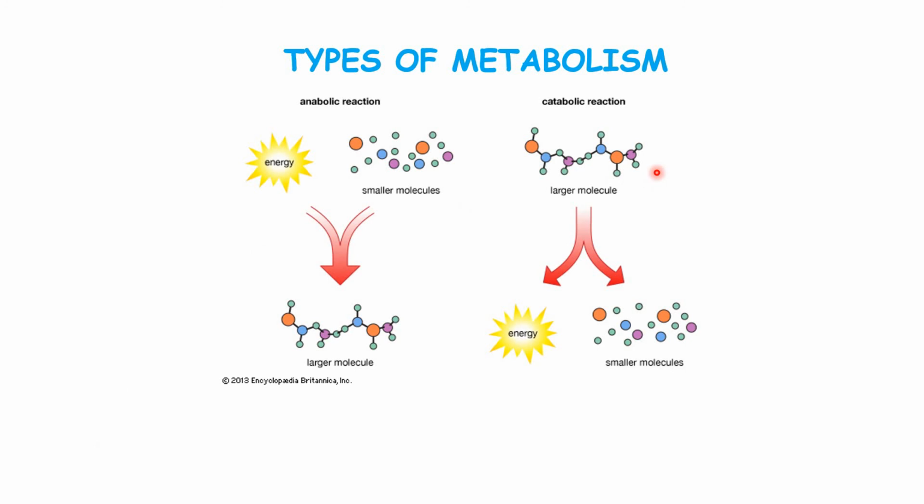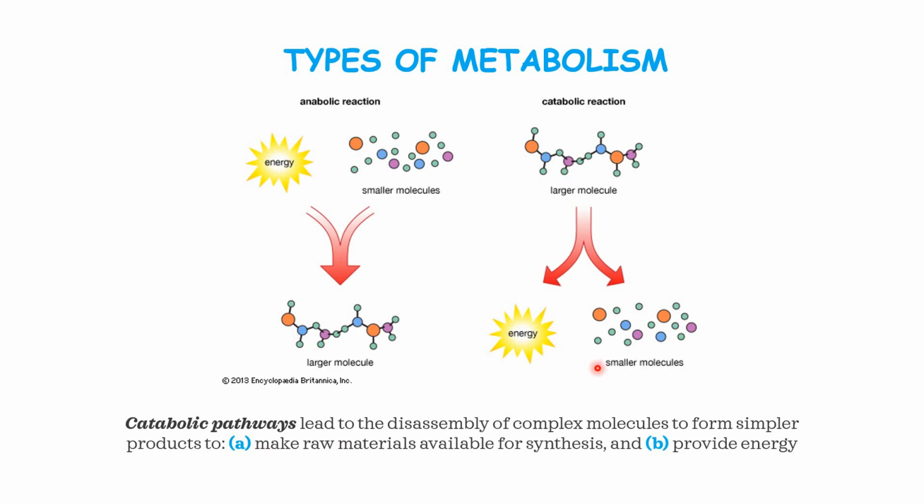There are two types of metabolism. There are also the various enzymes involved in them. So first one is anabolic reaction. For anabolic reaction, there will be a synthesis of a larger molecule from smaller molecules. This process involves energy, okay, uses energy, it is energy requiring. Catabolic reaction naman is from a larger molecule, it will be lysed into smaller molecules, and that process is going to rear energy. So catabolic pathways, they lead to the disassembly of complex molecules to form simpler products.